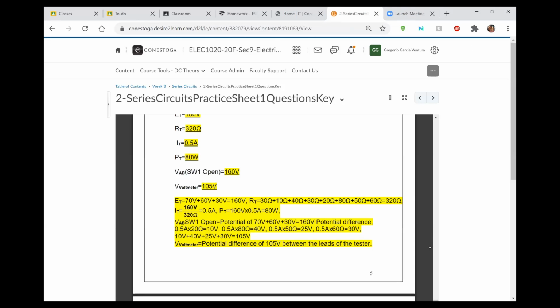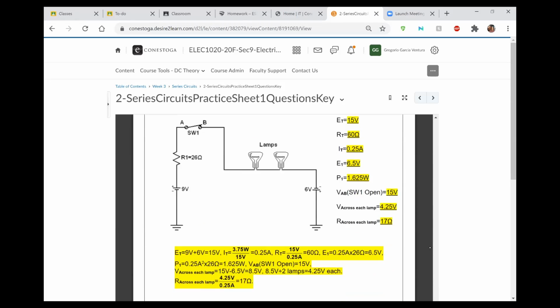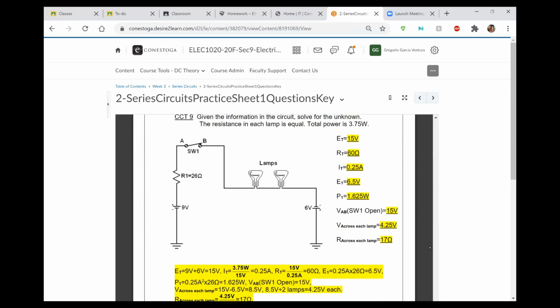Okay, so it's that one. So, something that you gotta keep in mind. No, the next one, circuit 9. Circuit 9, right? Yeah. That one, perfect.